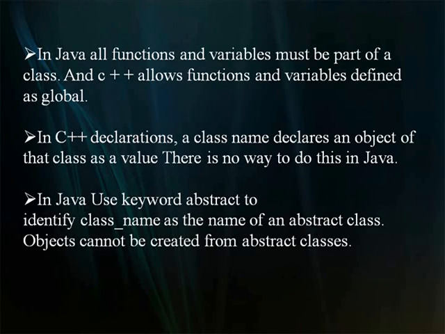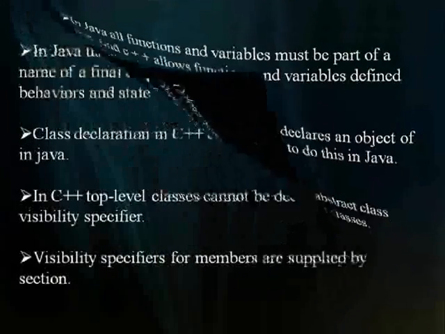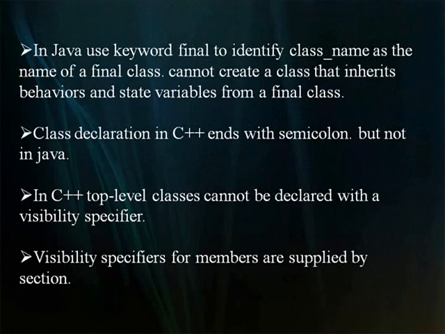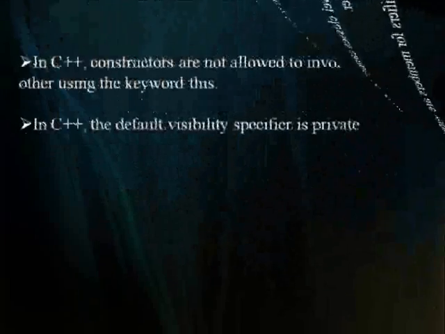Class declaration in C++ ends with a semicolon, but not in Java. In C++, top-level classes cannot be declared with a visibility specifier. Visibility specifiers for members are supplied by section. In C++, constructors are not allowed to invoke each other using the keyword this. In C++, the default visibility specifier is private.